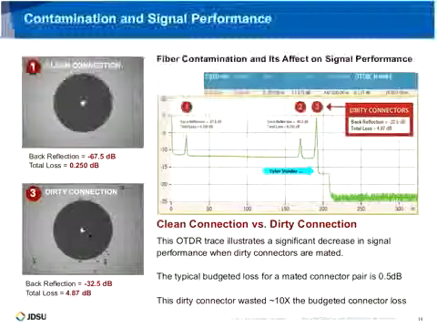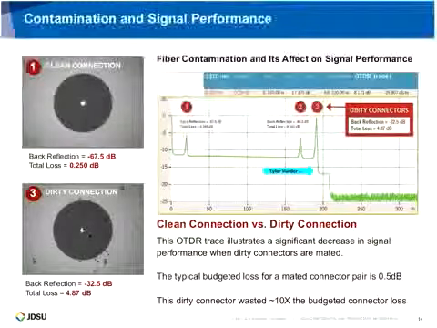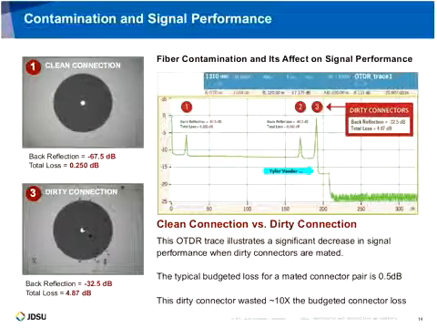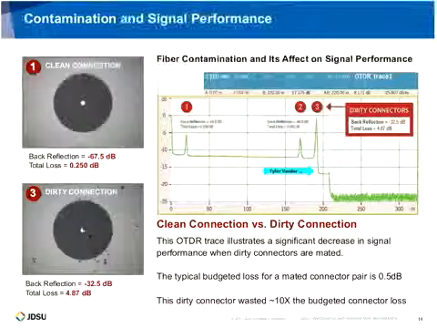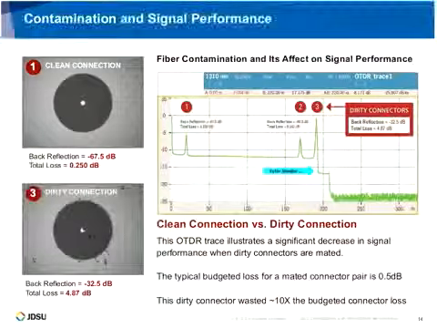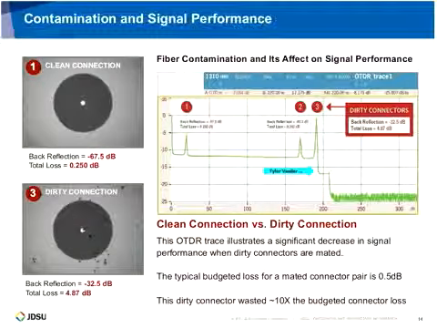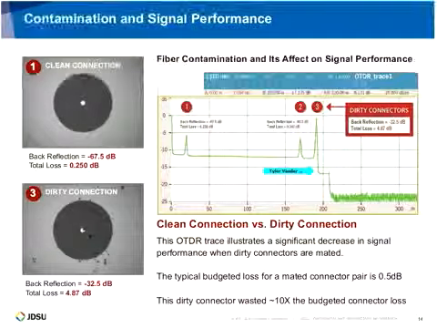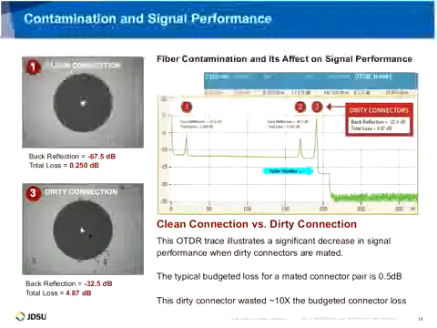And again, going back to when you're factoring in your budgeted loss of ½ dB per connector, and you've got one connection point here that now is experiencing almost 10 times your budgeted loss, that's a real cause for concern. You ate into a lot of your loss budget, and in the end, it could impact the performance of your network to the point where it's not going to work.